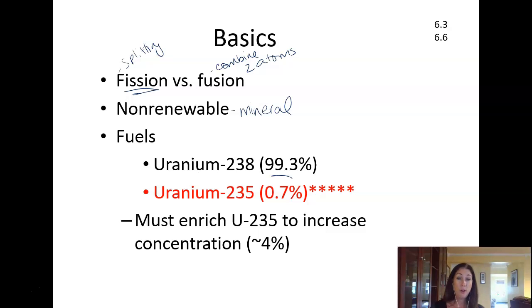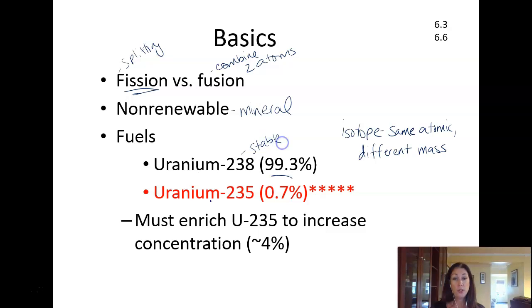Now you might remember from your chemistry classes that different elements have isotopes. An isotope has the same atomic number but a different atomic mass. What this means is there is a different amount of neutrons in its nucleus. Here, uranium-235 has 3 fewer neutrons than uranium-238. Uranium-238 is very stable and will not go through fission, but uranium-235 will.